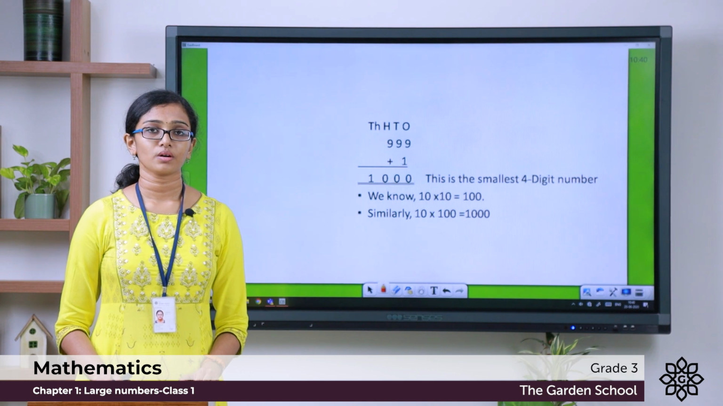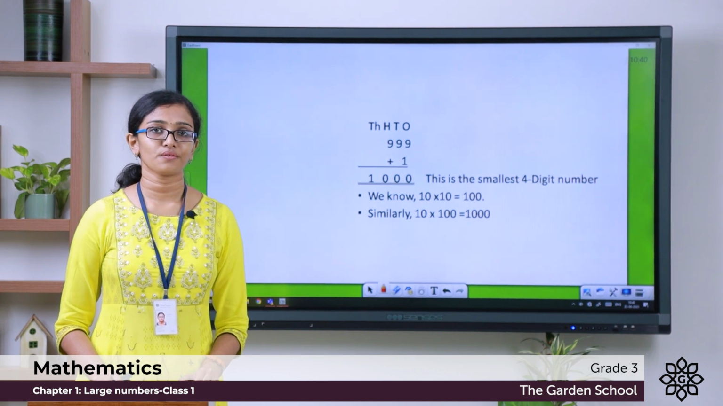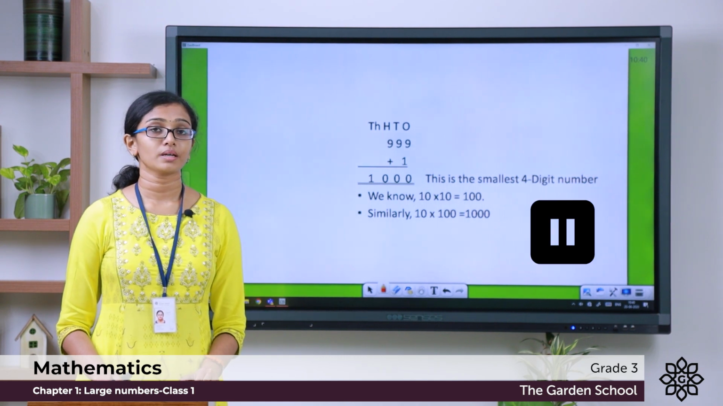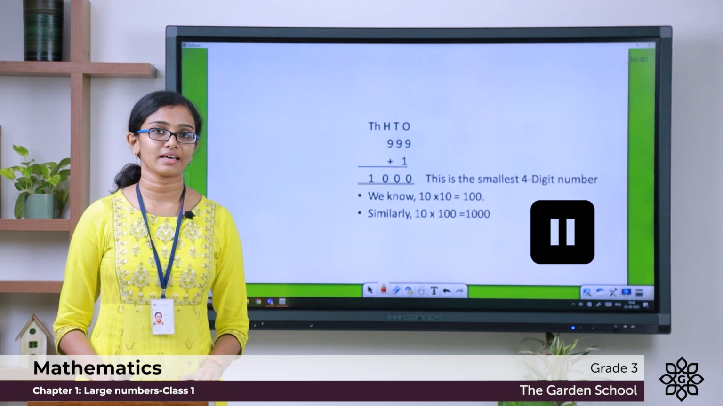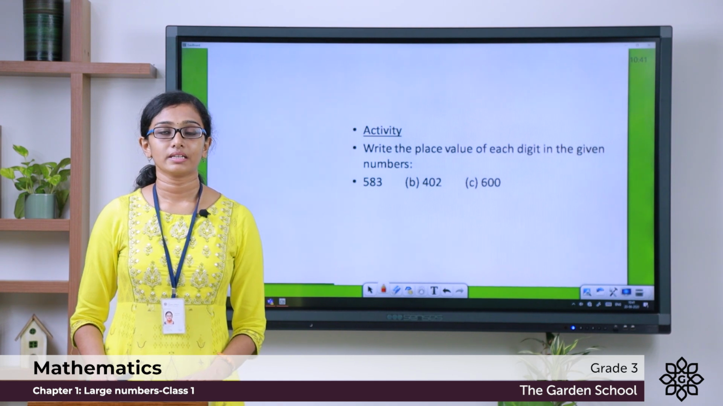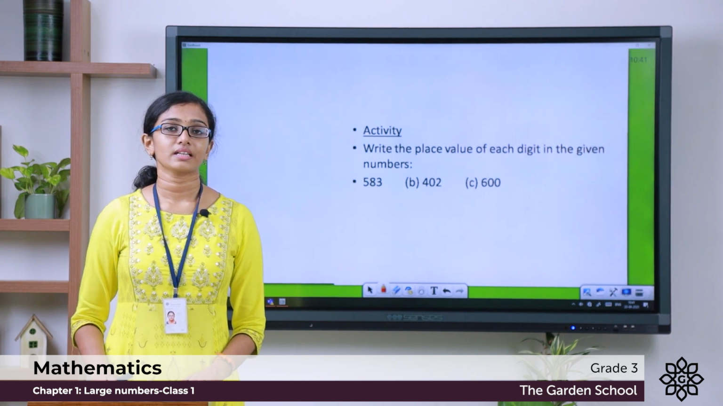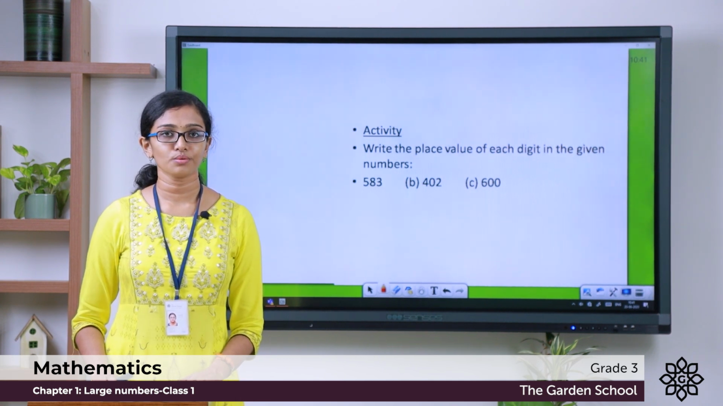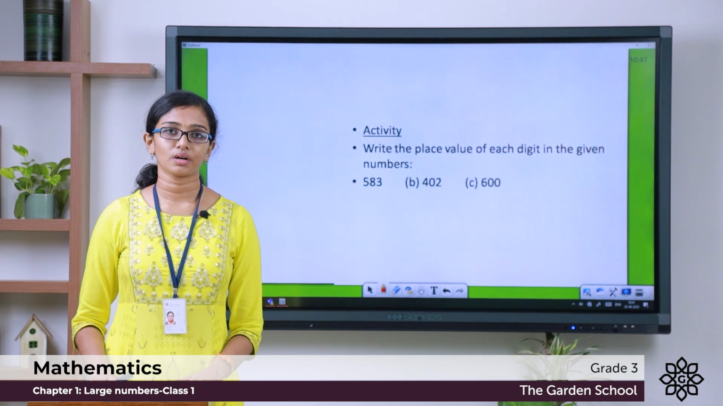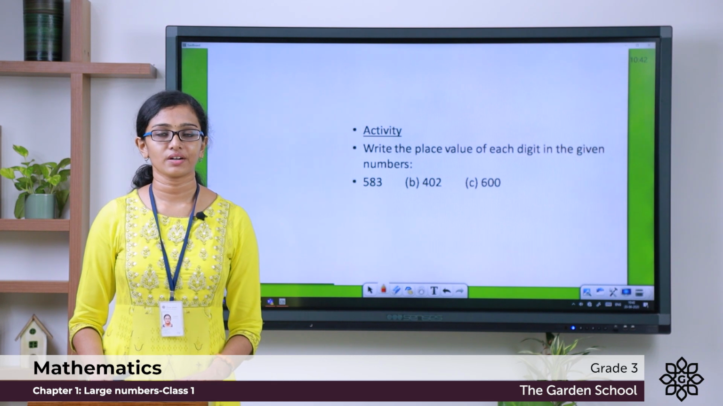Now all of you please write the next 5 4-digit numbers as examples in your notebook. You can pause the video and come back once you have done that. So I hope you have written the next 5 4-digit numbers. Let's check the answers now. The smallest 4-digit number is 1000. So the next 5 numbers will be 1001, 1002, 1003, 1004 and 1005. I hope your answers are correct.